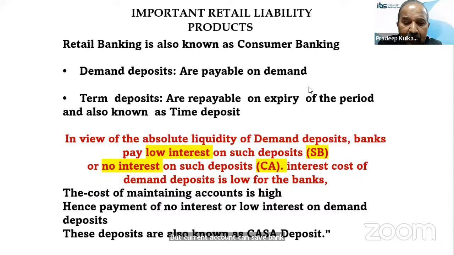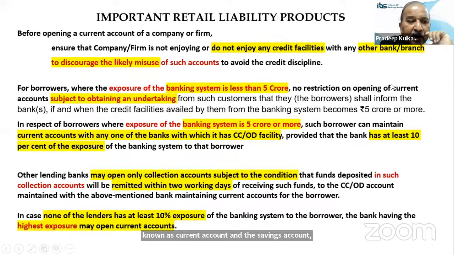Why? Because the number of transactions is high. So naturally, to maintain those transactions, we need to put people on working. Whereas on term deposit, though the rate of interest is high, maintenance of term deposit is very, very low cost. Maintenance cost is very low. I hope you appreciate this. Correct? So therefore, current account and savings account are known as CASA. And you know pretty well why CASA is important.